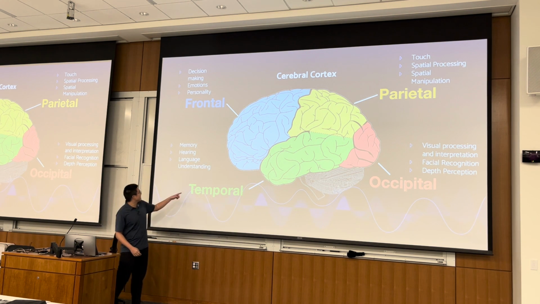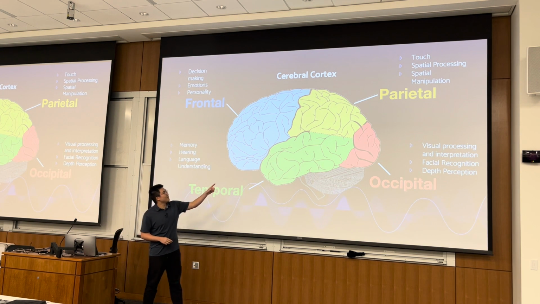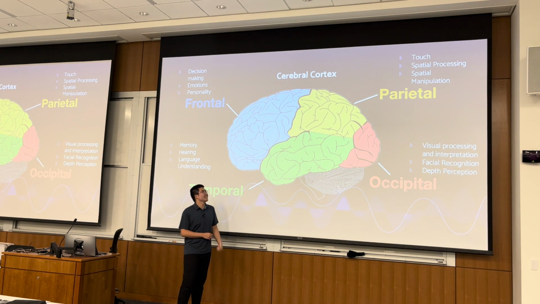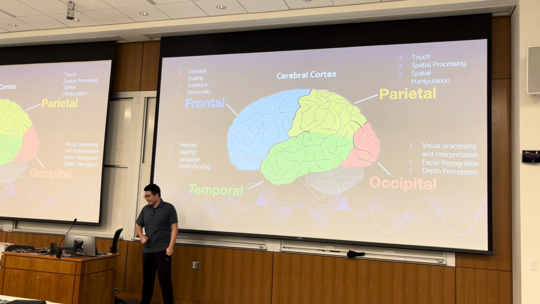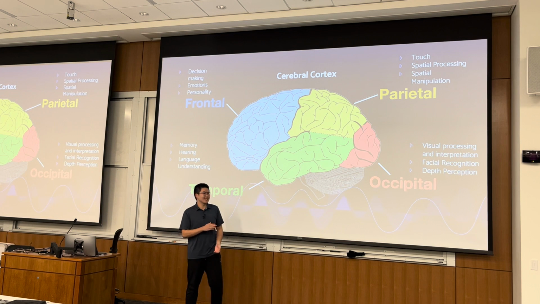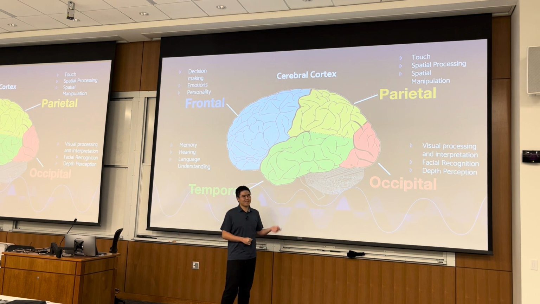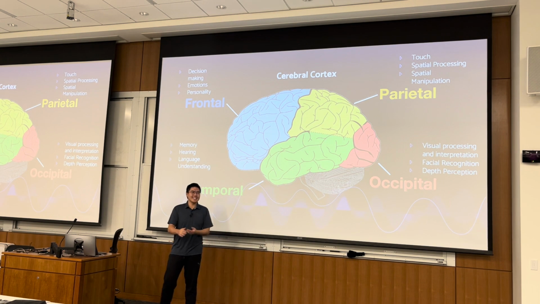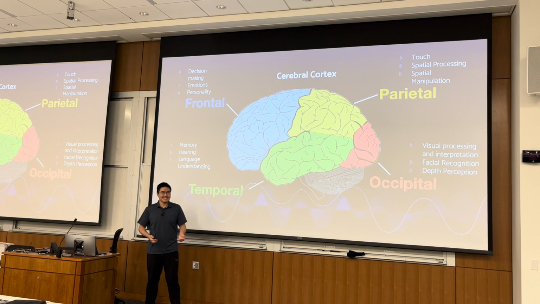And then down here we have the temporal part, which is for memory, hearing, and language understanding. And then we have the parietal, I think it's called. This is for touch, spatial processing, and spatial manipulation. And then finally we have the occipital lobe, which is for visual processing and interpretation. It has facial recognition, depth perception, and this is how you could walk into a room and recognize all the objects, something that is still very hard for a machine to do.